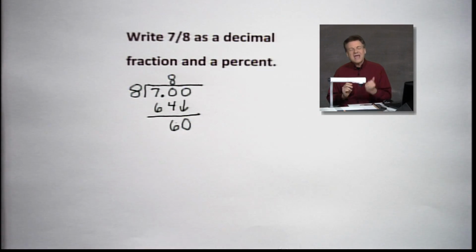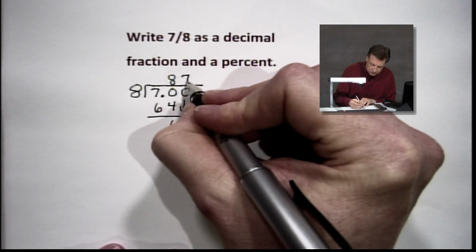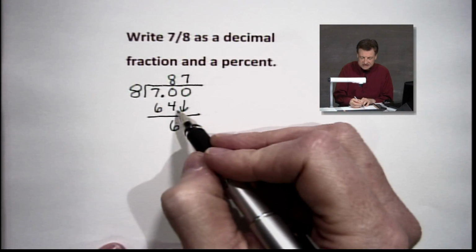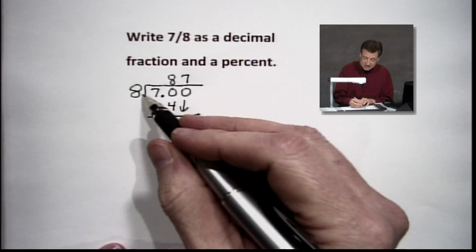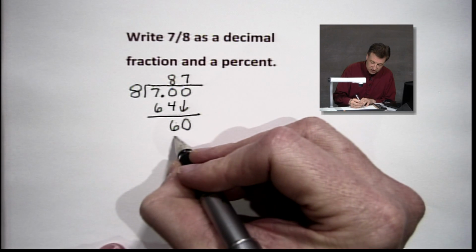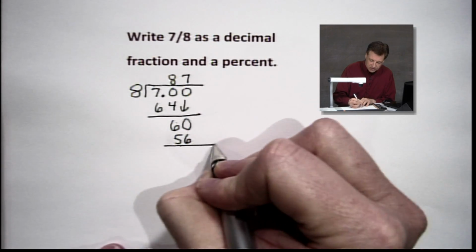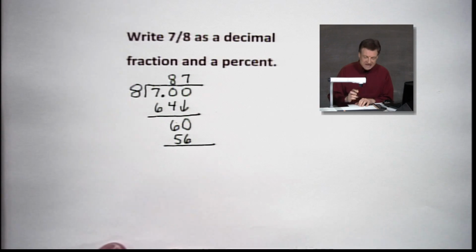So now we're going to say 8 goes into 60, and it goes in there about 7 times. Why do I know that? Because 8 times 8 gave me 64, so 7 times 8 is going to give me something less than 60, and that is, by the way, going to give us 56 there. And now we're ready to subtract one more time, all right?